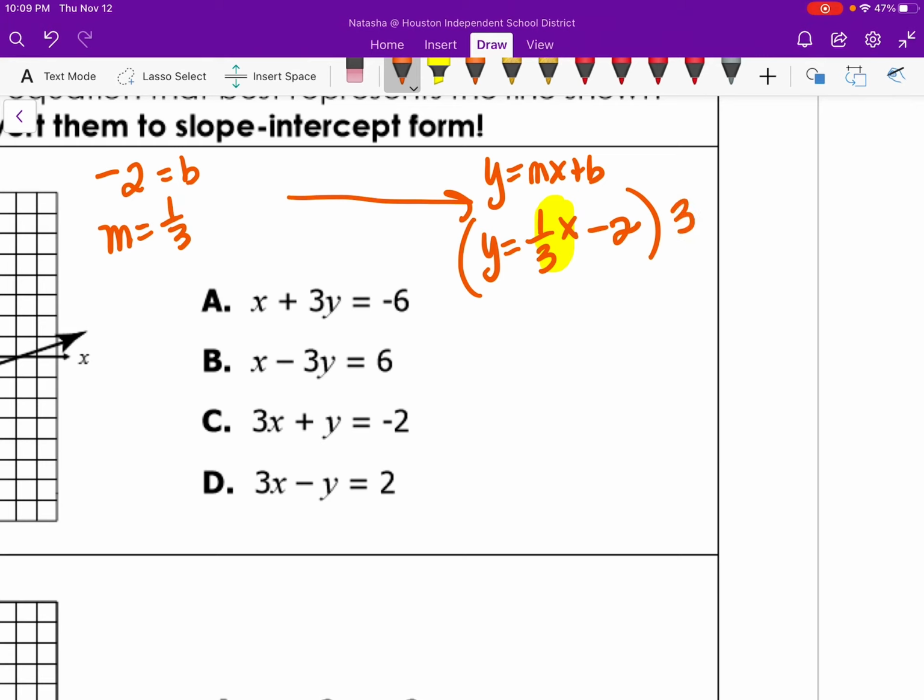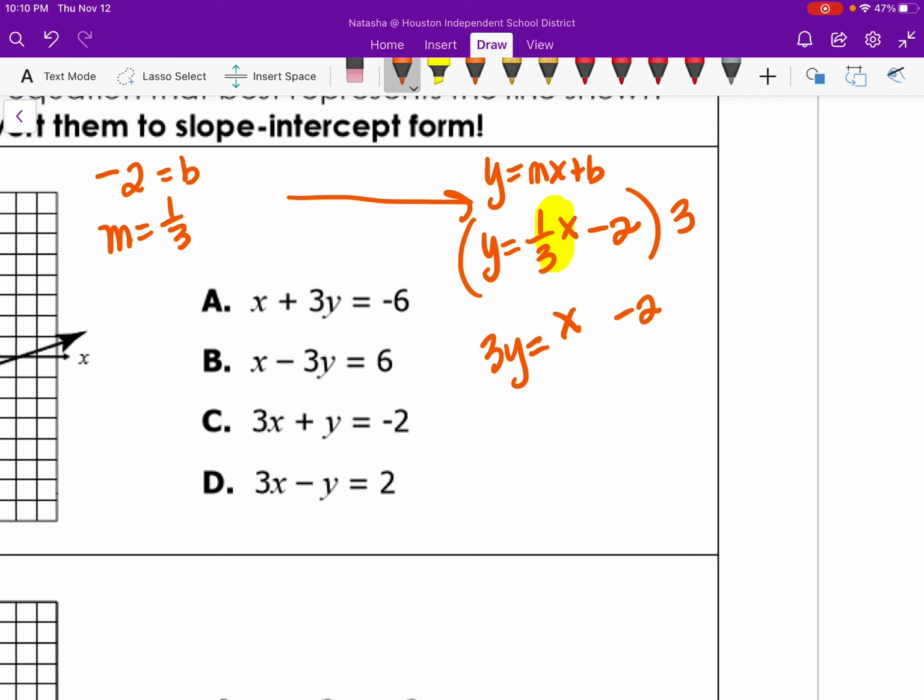The 3 is the number in the bottom. So I'm going to multiply my entire equation, every single term, by 3. So 3 times y becomes 3y. That's going to be equal to, well, 1/3 times 3 is going to be 1, and that becomes basically 1x minus 2. Now, as a reminder, 1 is that invisible number, so I'm just going to rewrite that as just x.